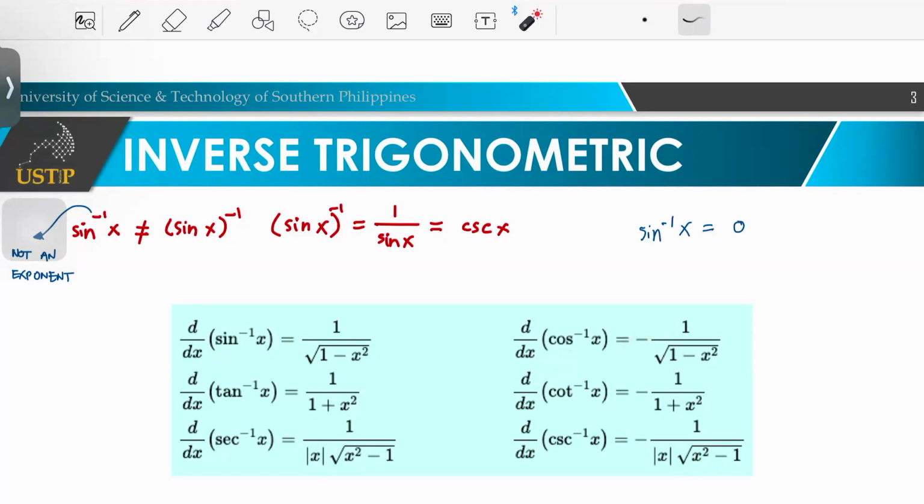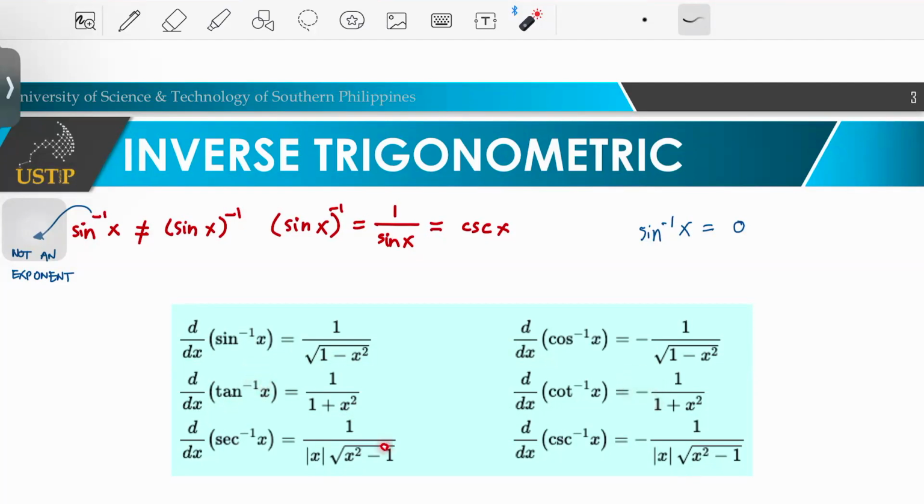For tangent, it's actually easy. All you have to remember are these two, because the other ones come from cosine or sine. For tangent, you have sine over cosine, and if you solve that, you get 1 over 1 plus x squared. For cotangent, you just negate the tangent.